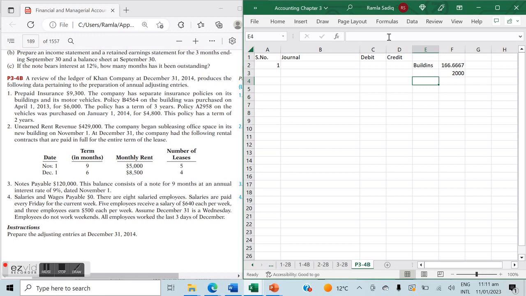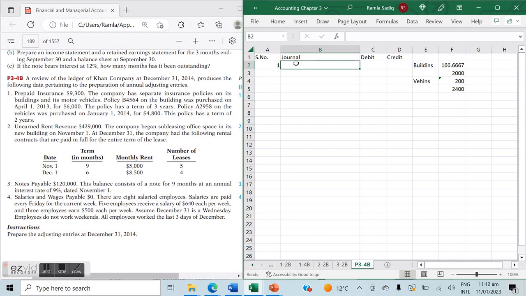Then on the other hand, your policy for the vehicles was purchased on January 1st, 2014. So your vehicle insurance, again, the total amount was $4,800, and because it has a term of 2 years, it'll be divided by 24. So we're doing it on a monthly basis. And because an entire year has passed, we'll simply take that number and multiply it by 12, because it was purchased on January 1st, 2014, and we were able to utilize it for that entire year. So the vehicle insurance will have a value of $2,400.